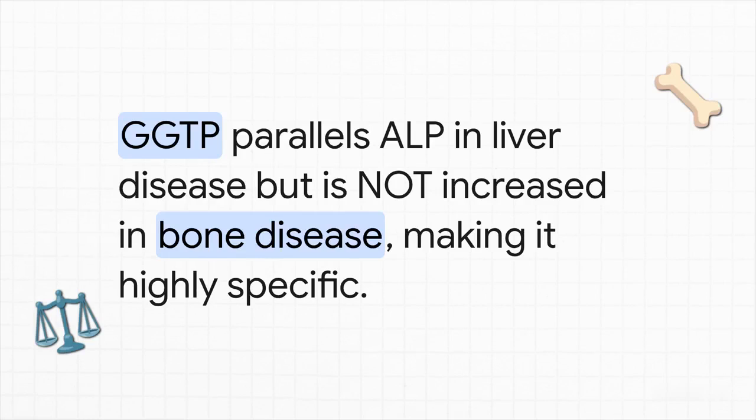And this is exactly where gamma-glutamyl transpeptidase, or GGTP, steps in as the ultimate tiebreaker. GGTP is highly concentrated in the liver and the biliary tract. Its elevation perfectly parallels that of ALP in obstructive liver disease. But here is the crucial differentiator. GGTP is absolutely not increased in bone disease. So the logic is simple. If you observe a raised ALP alongside a raised GGTP, you can be highly confident in a diagnosis of cholestasis. But if the ALP is raised and the GGTP is perfectly normal, the pathology is almost certainly skeletal in origin.